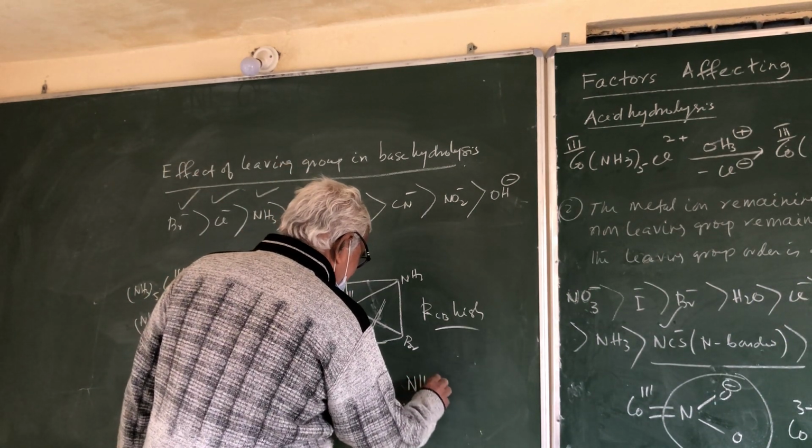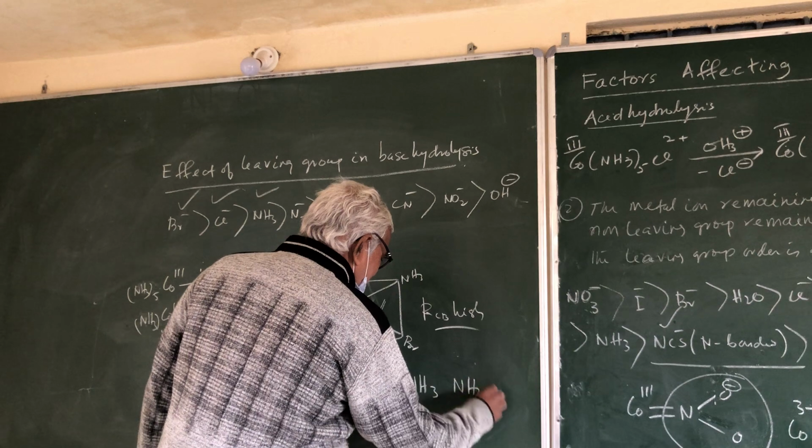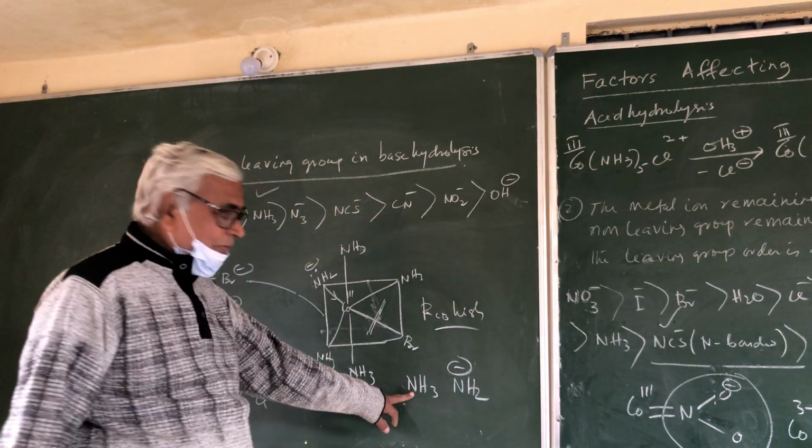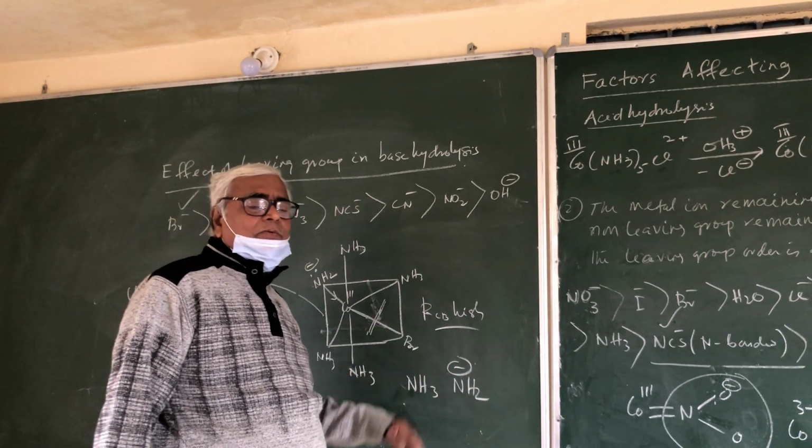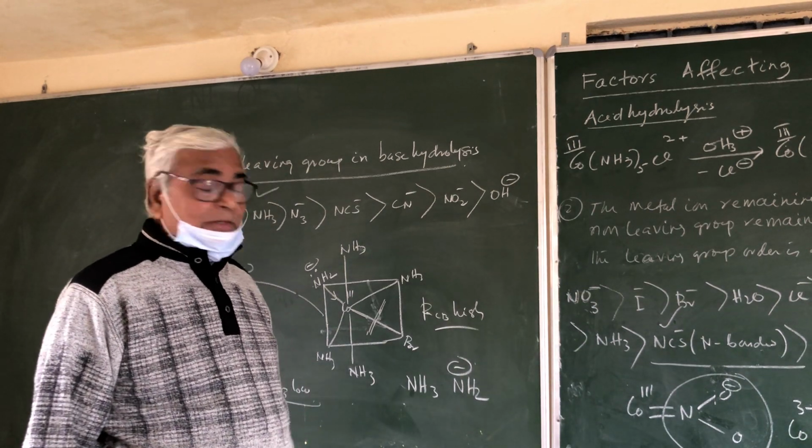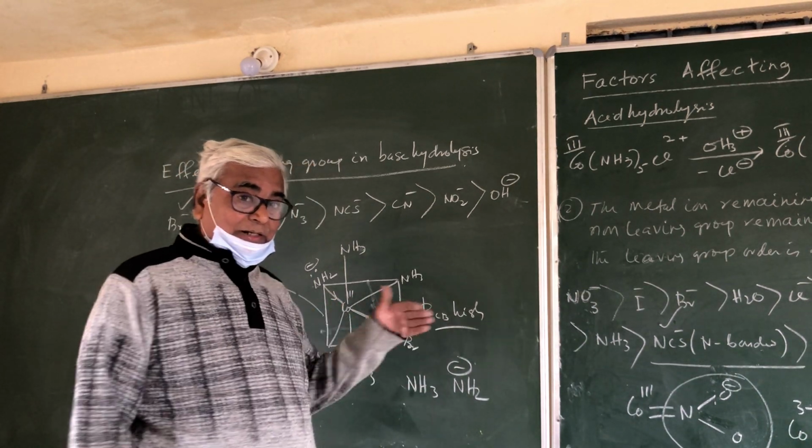Strong base NH3 and NH2 minus. Since ammonia is a weaker acid, its conjugate base will be very strong. So it donates electrons to the cobalt 3 center.